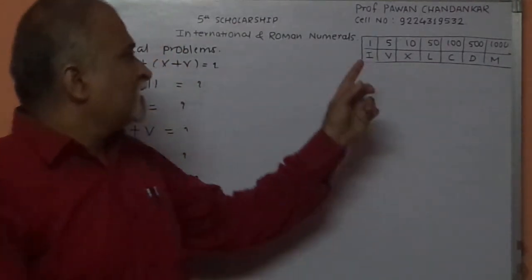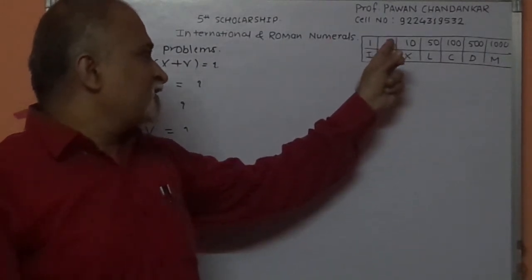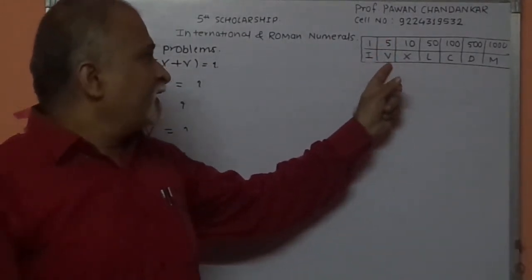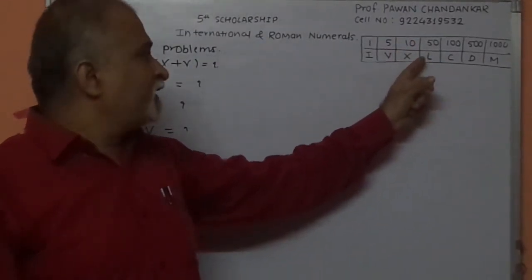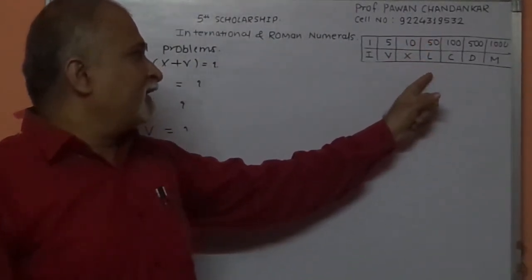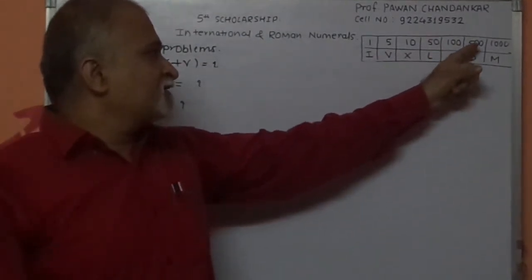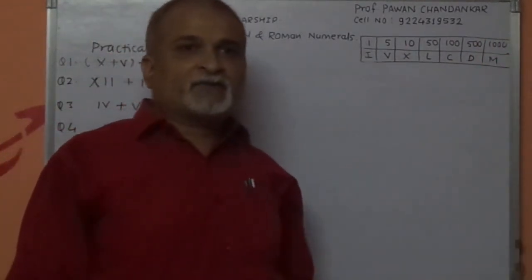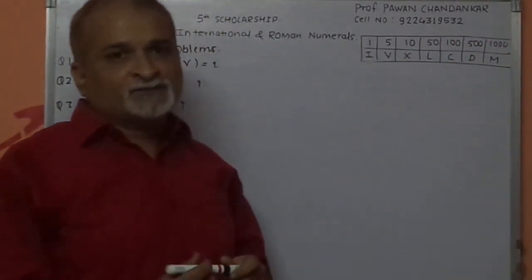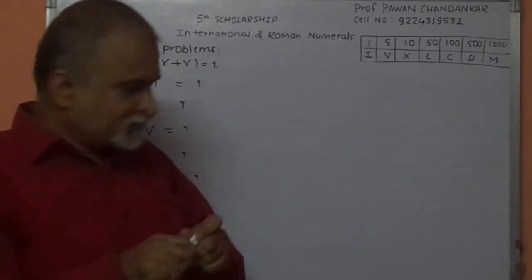Look at this. Number 1 is represented by a letter I. Number 5 is represented by a letter V. Number 10 is represented by a letter X. 50 is represented by a letter L. 100 is represented by a letter C, 500 is represented by a letter D, and 1000 is represented by a letter M. Now let's try to understand how to solve the practical questions on it.